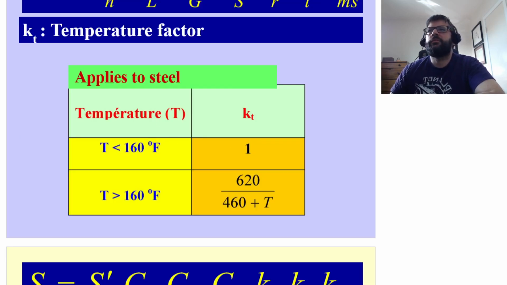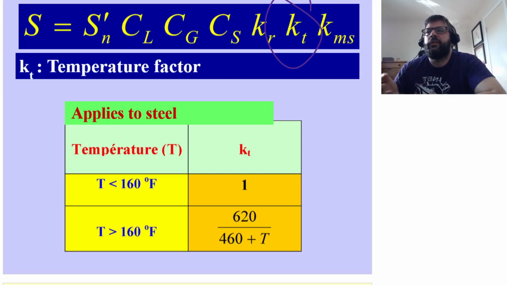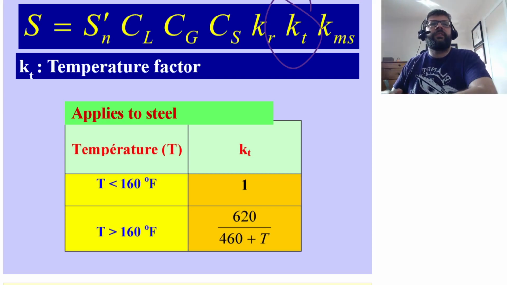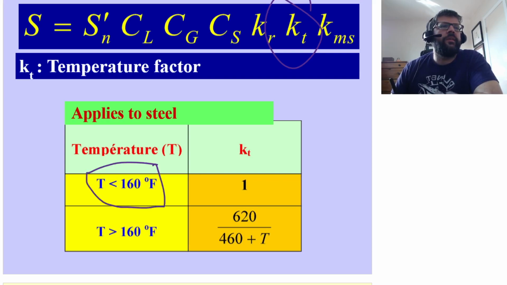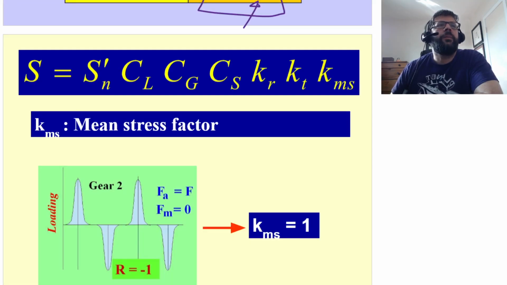Temperature factor. So temperature factor will depend upon steel. Your steel gets weaker as it gets heated up, so more damage will be caused if you're hotter. So if in operation this thing is kept below 120 degrees Fahrenheit, then our KT is 1. Otherwise, we can approximate what our KT is based upon this formula here, plugging in our temperature in Fahrenheit.